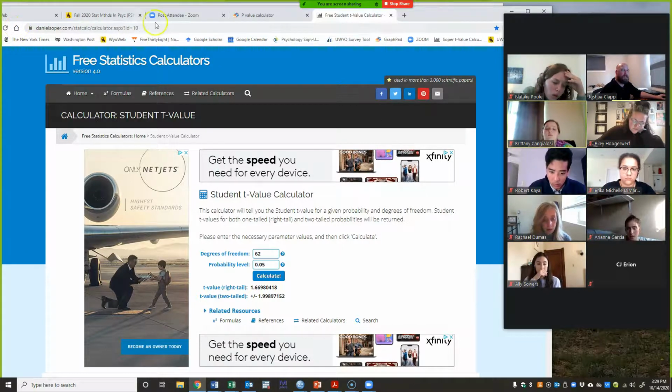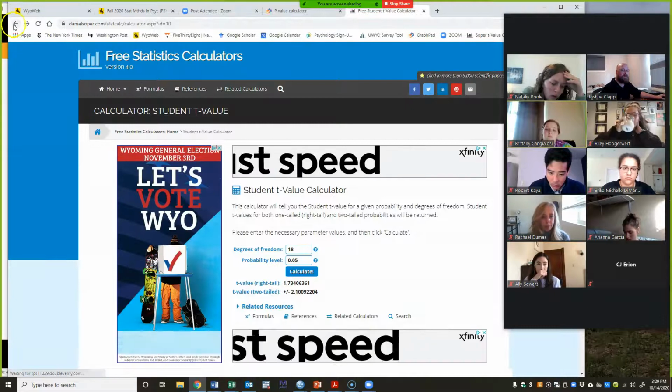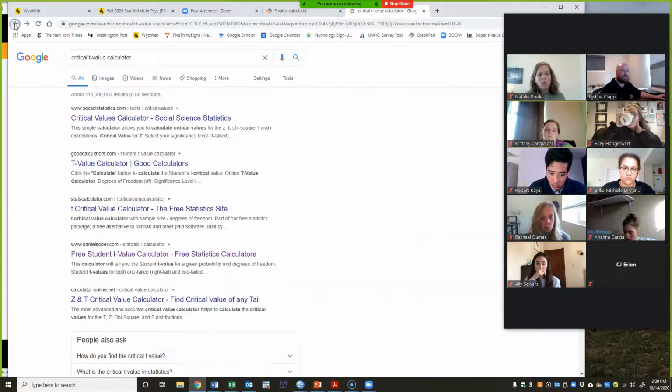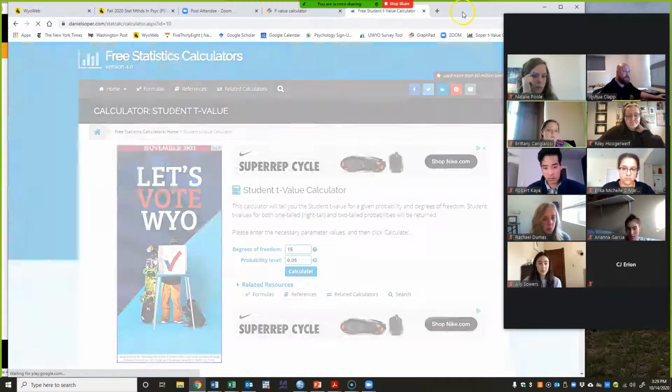So this is the Daniel Soper free student T value calculator. It's just the one that I use. There's lots of them. You can go through and use whatever one you want.